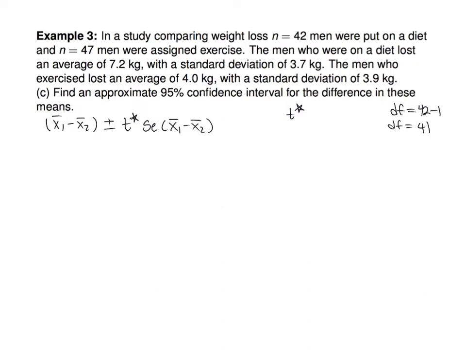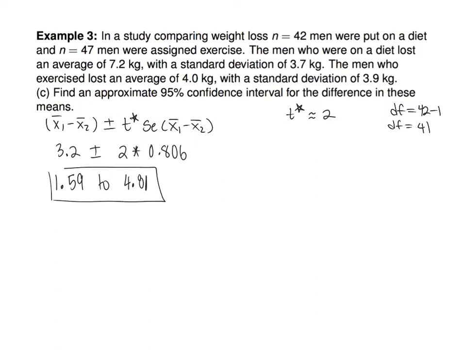But since 40 is bigger than 30, we know that this t star is going to be pretty darn close to 2. I think it ends up being 2.02 exactly, but just for making the computations easier, let's just use 2. So we have x1 bar minus x2 bar is 3.2 plus or minus 2 times the standard error of 0.806, which comes out to be 1.59 to 4.81.